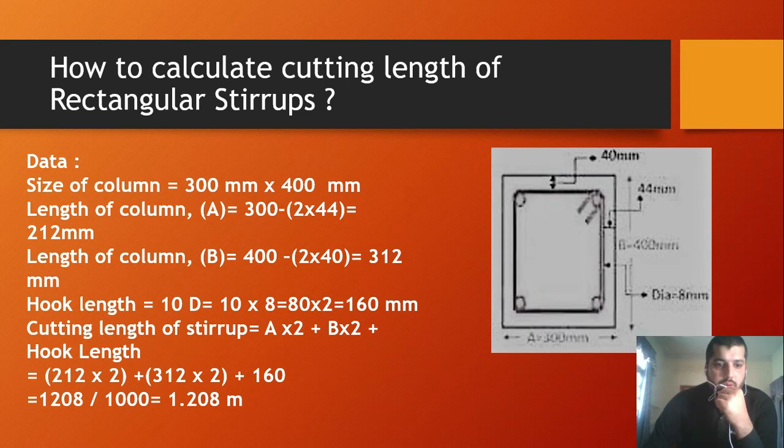So here we go. The cutting length will be 212 multiplied by 2 plus 312 multiplied by 2 plus 160, and the answer is 1208 mm, and we convert it to meter, 1.208 meter. Guys, this is very simple.